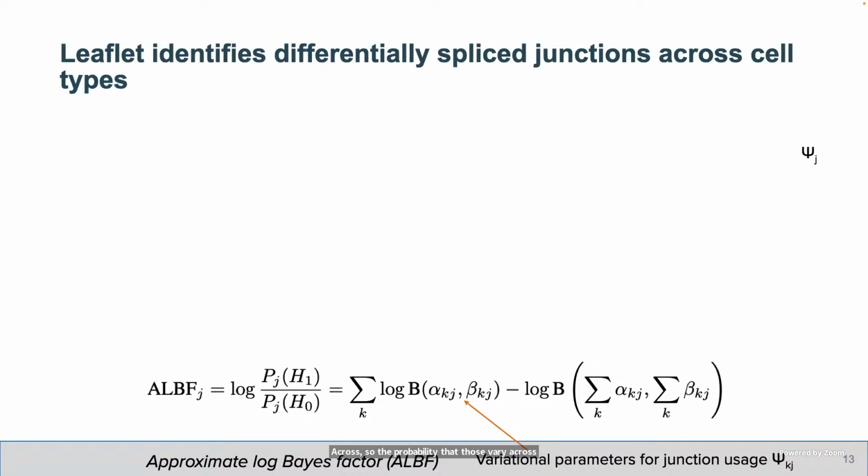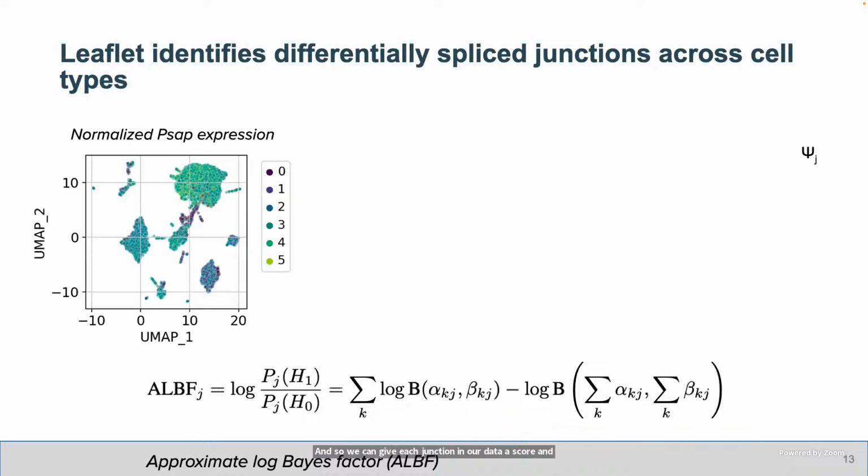And so we can give each junction in our data a score. Basically, when we did this across all the cells, one of the top scoring junctions came from this gene called PSAP. The gene on its own is not really a marker gene. This is just normalized total gene expression for this gene. We can see that it's ubiquitously expressed among cells.